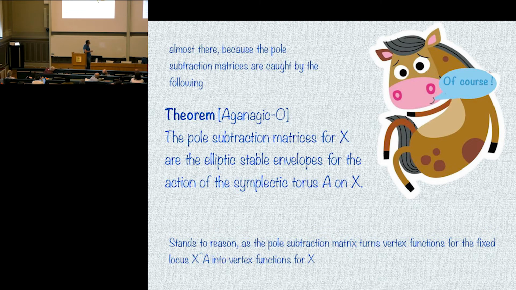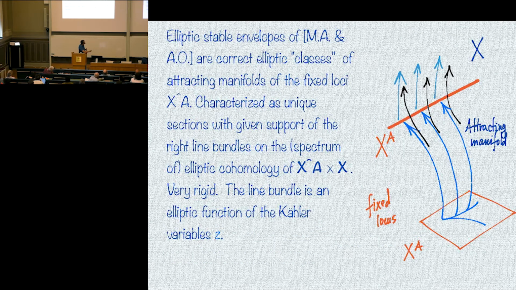And this matrix is just the right class of attracting manifold. Just like in Nigel's lecture, there was some attracting manifold, and to that attracting manifold there's one and only object you can associate, its class in elliptic homology. And how you should think about it: imagine you have some symplectic manifold X, and you have a torus action. The torus action will have some fixed locus.